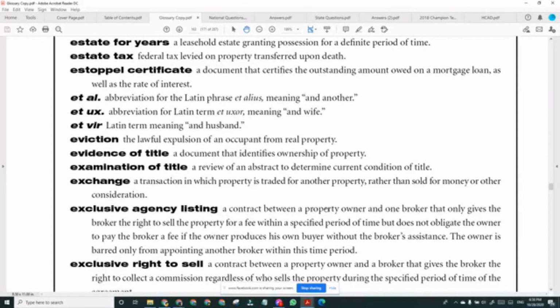So individuals sometimes exchange properties. If they're buying something, they'll also exchange personal property, vehicles, or things like that.